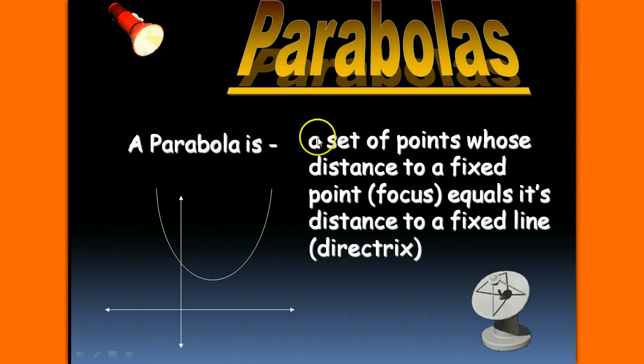A parabola is a set of points whose distance to a fixed point, called the focus, which we've seen foci and focus before, equals its distance to a fixed line, the directrix. I know this is a strange word, but when we talk about it, I hope it'll make more sense. It's not a tricky concept, we just have to focus in on it.